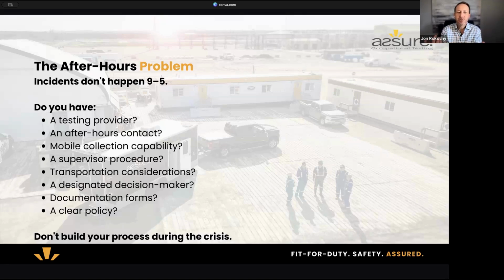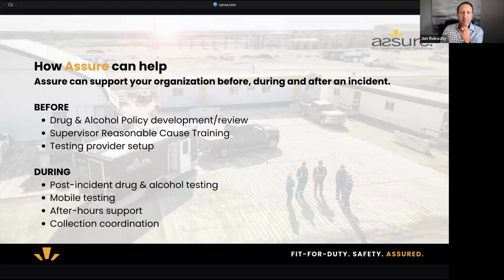Sometimes it makes more sense for our collectors to go to the scene of an incident, or to go to a hospital and do it in the waiting room washroom. This has all happened. Every situation is a little bit different. Is that a possibility? Do your supervisors have procedures? Have you thought through transportation? Do they know who to contact at your company if they've got questions about procedures? Who gets to make the decisions? Do they know where the forms are? Is there a clear policy?